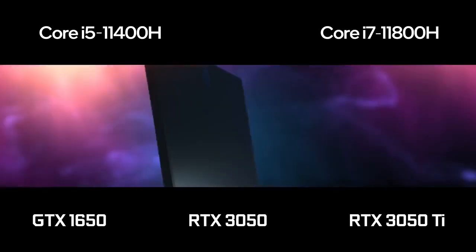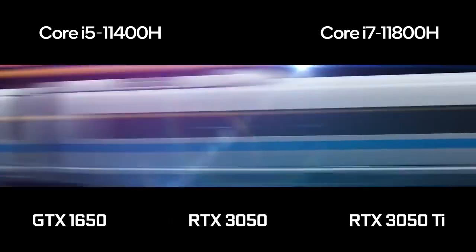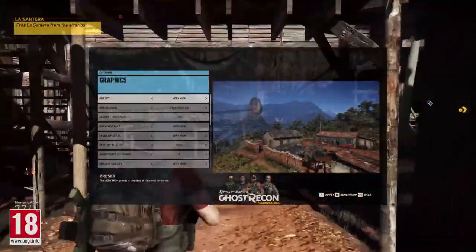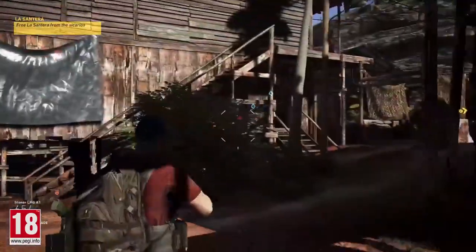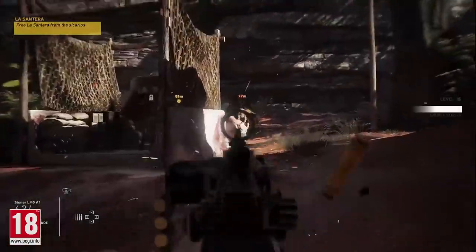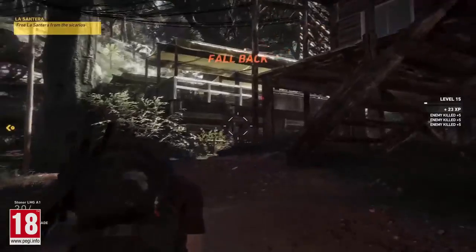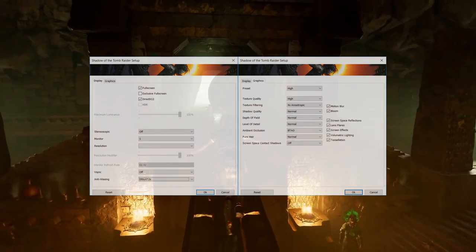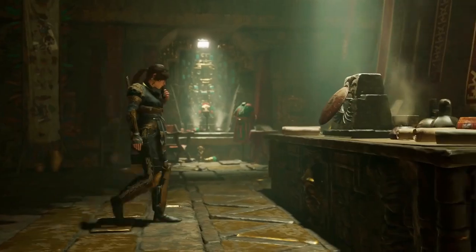The top configuration here is pretty capable with its Core i7-11800H and RTX 3050 Ti. Here, we have a 65W RTX 3050. Indeed, it is a pretty low-power graphics card, but you will be happy to know that you can play Ghost Recon Wildlands at 62 FPS at very high settings and 1080p resolution. Shadow of the Tomb Raider, on the other hand, runs at 70 FPS at high settings and the same resolution.